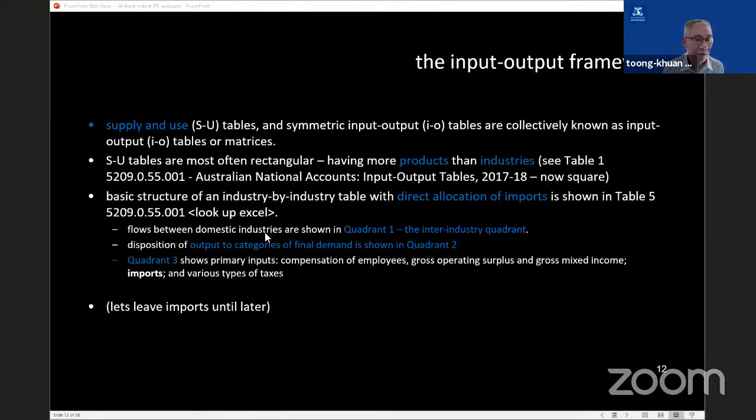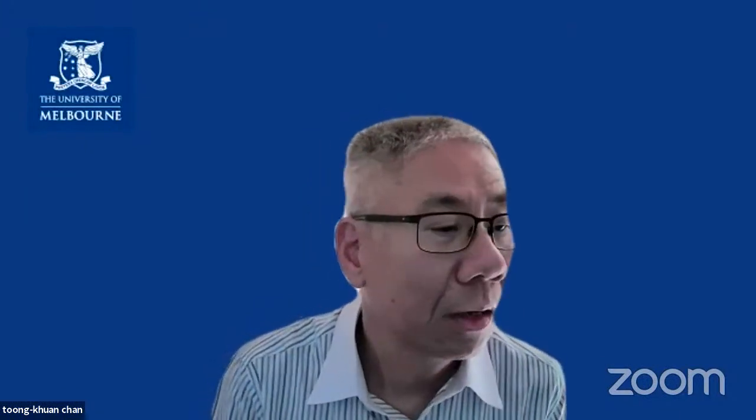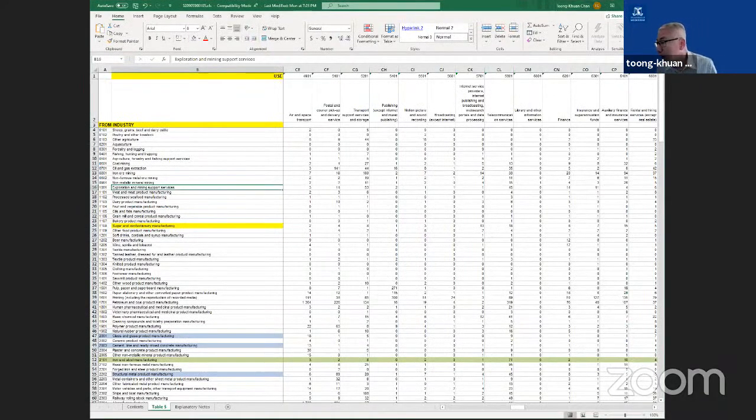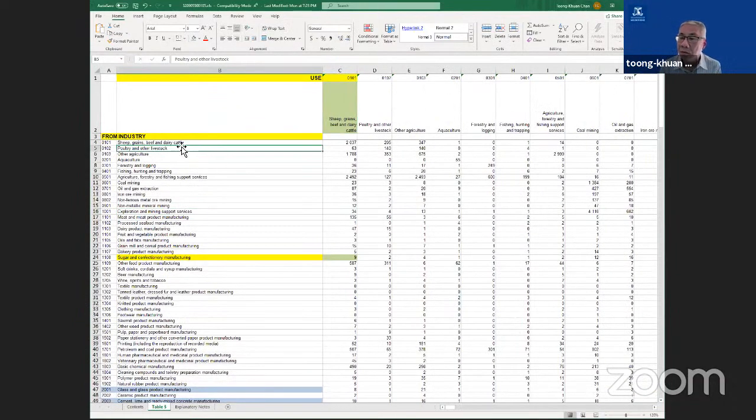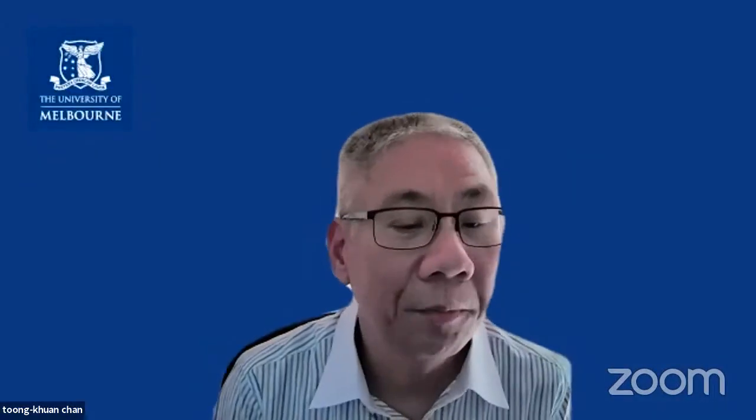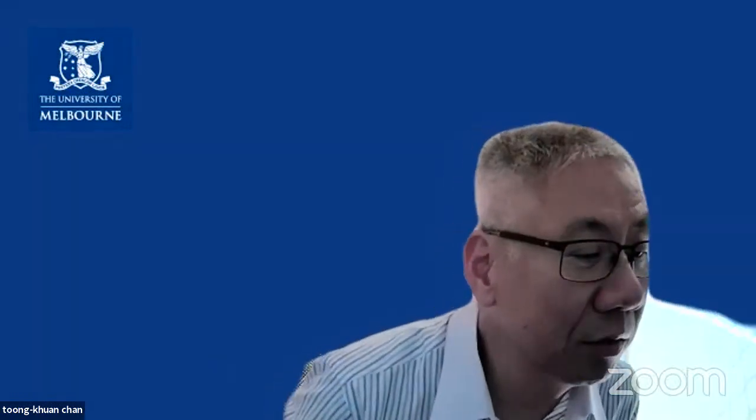Flows between domestic industries are shown in quadrant 1. Okay, so let me explain what quadrant 1, quadrant 2, and quadrant 3 mean. Let me share that again. Input output tables, share. Now, let me zoom in again. All right, so this is what we call quadrant 1. Wait, let me just close this. Let's look at something else. It's a lot easier if I share a smaller one.